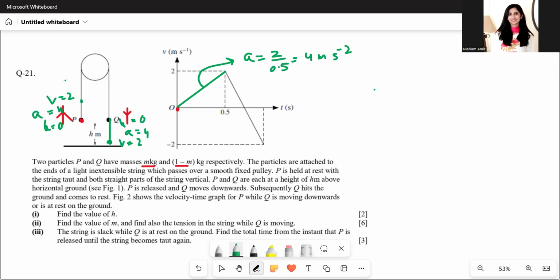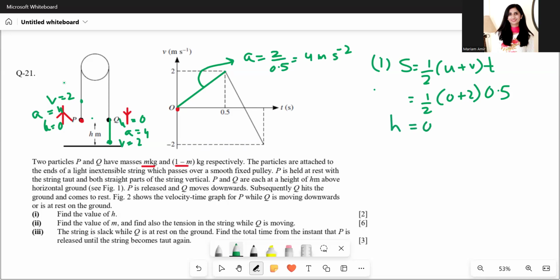Now since we need this distance covered, which is the height, I need to find the value of S from these values. So I can use S is equals to half, U plus V, times T. Half of 0 plus 2, times 0.5. This is just 0.5. So the height or the distance above the ground is 0.5 meters.